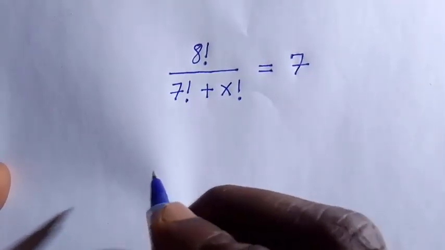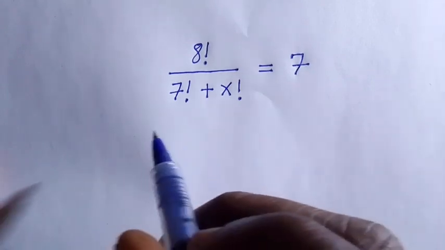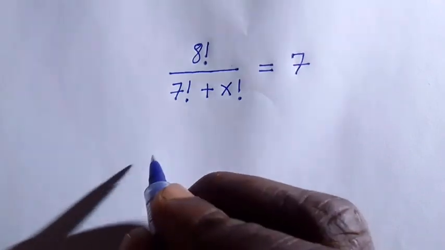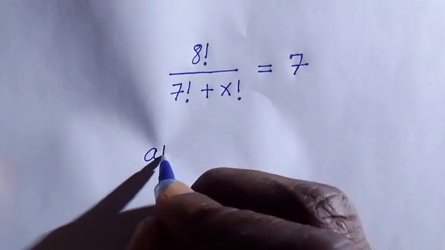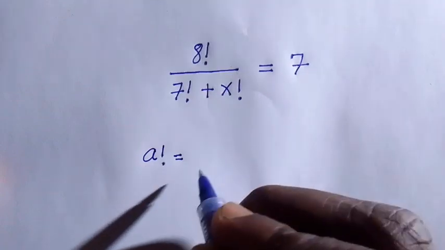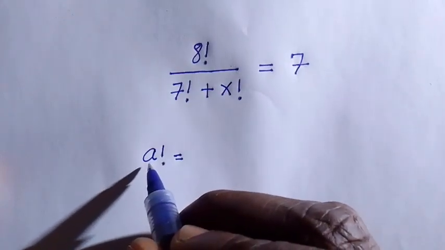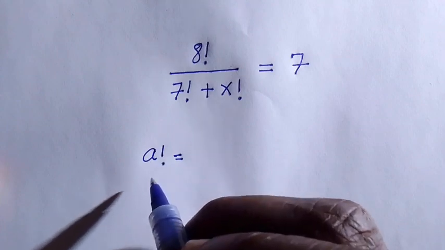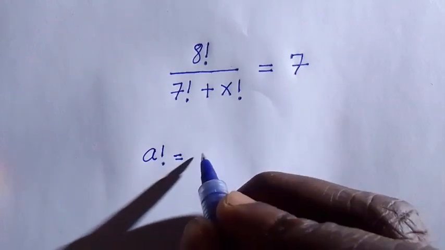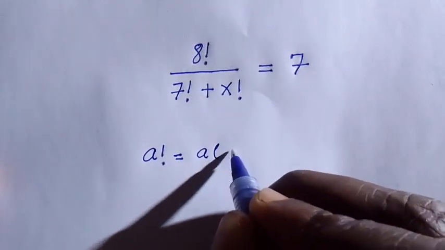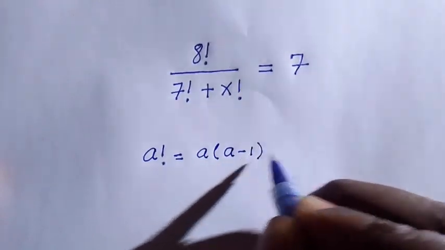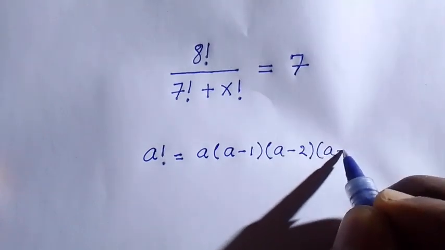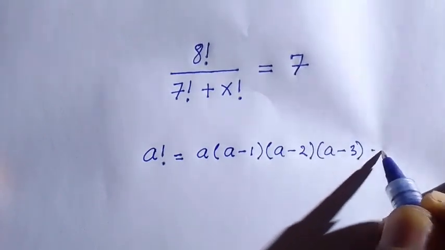So let's try to understand the concept of factorial before we dive deep into solving this equation. Let's say we have a factorial. These are continuous values, depending on the number a we have here, and the value of a is going to be positive. So we are going to have this as a into bracket of a minus 1, a minus 2, a minus 3, and this is how it continues.